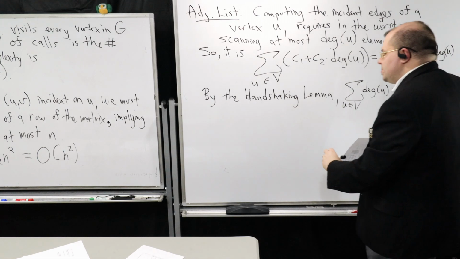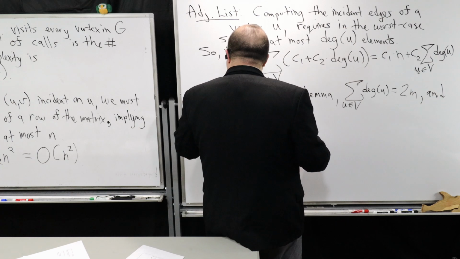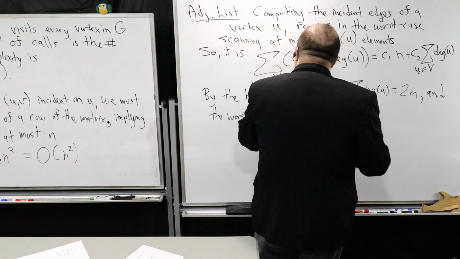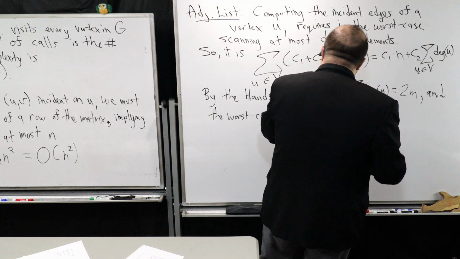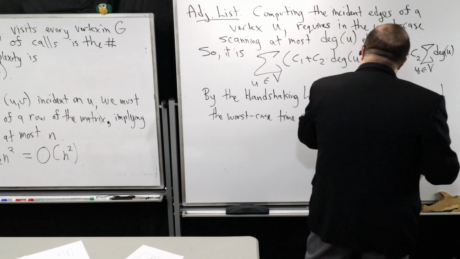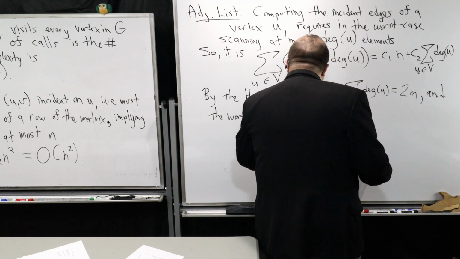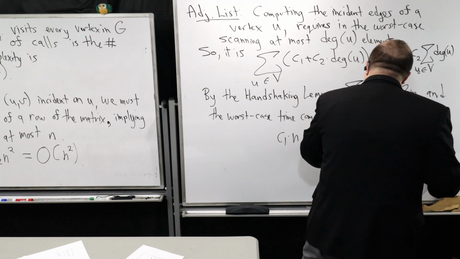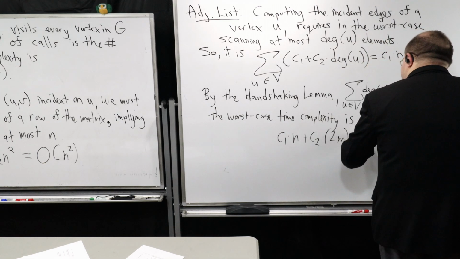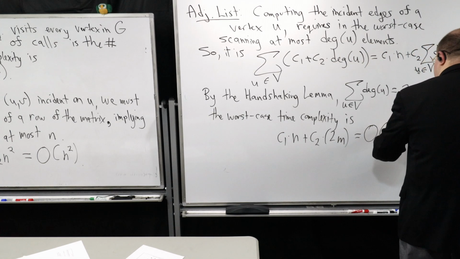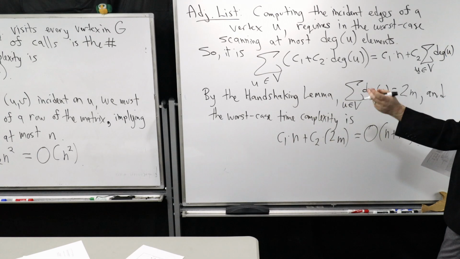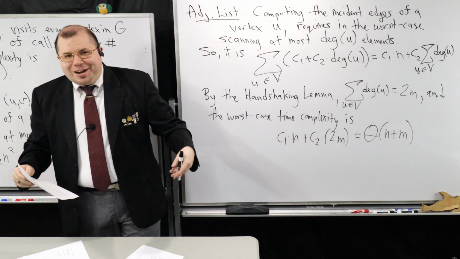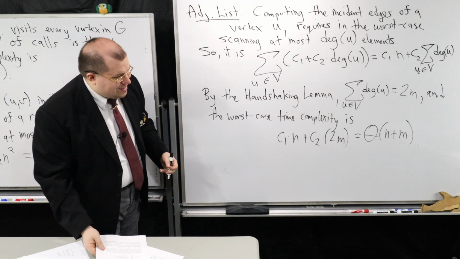And the worst case time complexity is C1 times n plus C2 times 2 times m, which is big O of n plus m. Keep in mind, both of those you can replace with big theta. Usually when I say big O, I usually mean big theta.